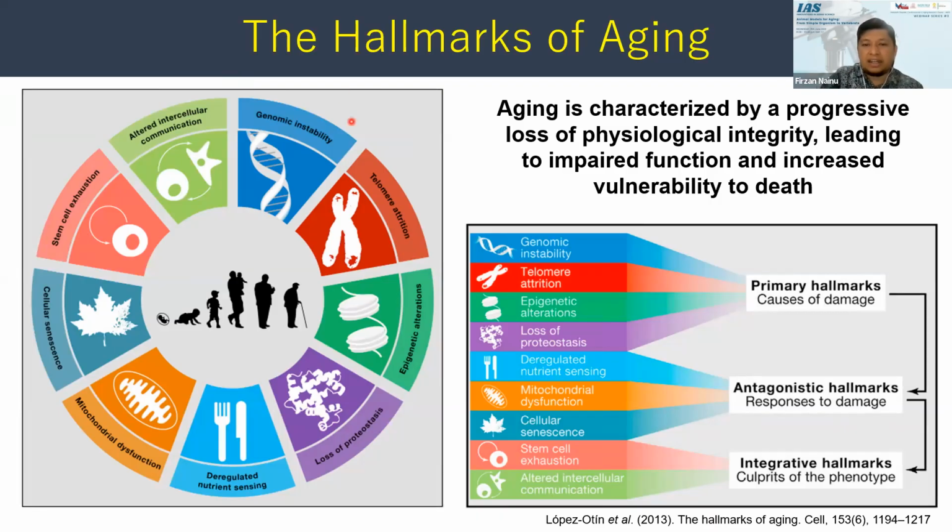And there are 9, based on a paper produced in 2013. There are 9 hallmarks, and particularly 3: genomic instability, telomere attrition, epigenetic alterations, and loss of proteostasis are the primary hallmarks. So these are the ones that cause damage to induce the aging. And then there are antagonistic hallmarks and also integrative hallmarks. You can take a look in here.